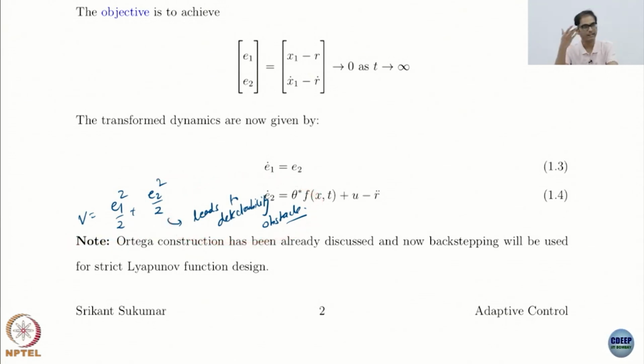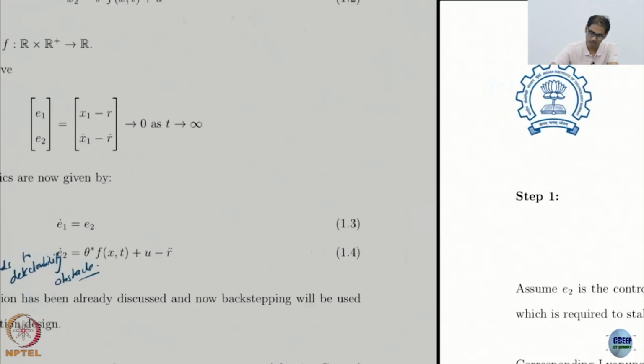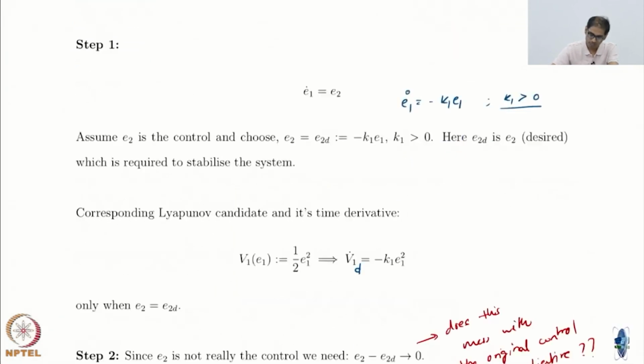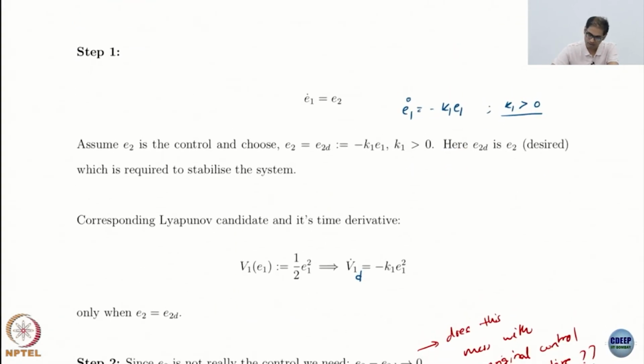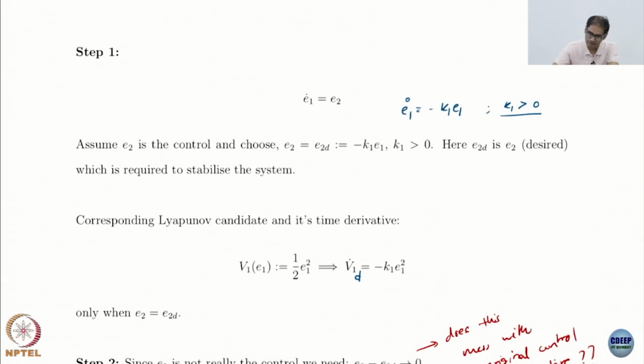So we will try to use backstepping to construct Lyapunov functions here, because you know that this is a non-strict Lyapunov function even for the known case. You have seen the spring mass damper. Alright, what do we do? Standard backstepping. We have E1 dot is E2, and we assume that E2 is the control. So we design an E2 desired. What is the E2 desired in this case? Just minus k1 E1. You are just trying to make this go to 0 exponentially, and this is a good enough system to follow.